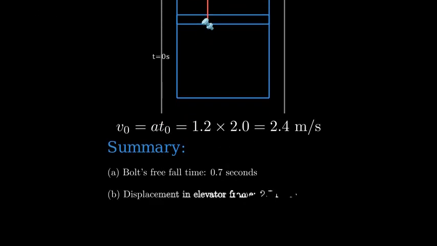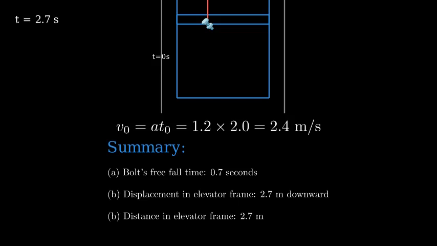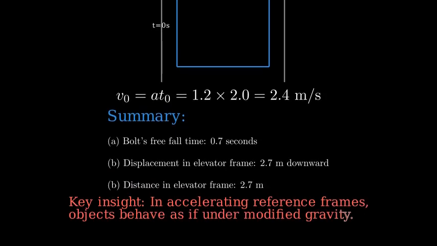For part A, the bolt's free fall time in the elevator frame is approximately 0.7 seconds. For part B, both the displacement and distance covered by the bolt during free fall in the elevator frame are 2.7 meters. The key insight in this problem is understanding that in the non-inertial elevator frame, there's an effective acceleration that combines gravity and the elevator's acceleration, making objects fall faster than they would on stationary ground.